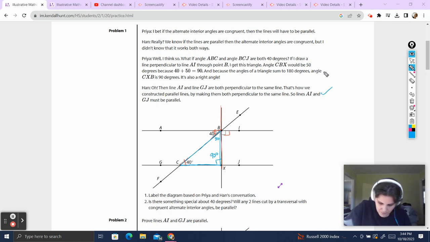Label the diagram based on Priya and Han's conversation. I believe we just did that. So notice we were doing it as we read the conversation, because it's always good to label as you read. And we went ahead and we did that.